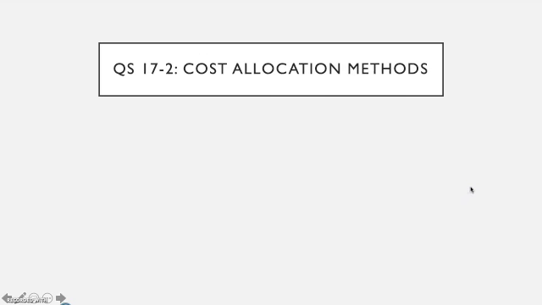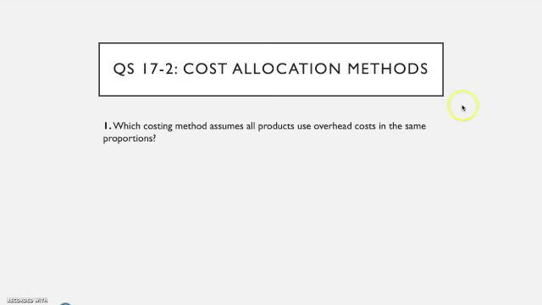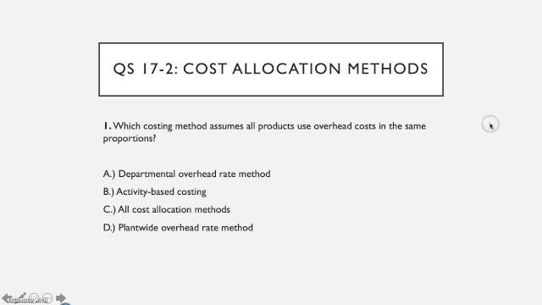Okay, now we're going to get into chapter 17. The first problem in chapter 17 for pre-assignment is QS 17.2, which is cost allocation methods. These are going to be multiple choice. I'll put them all up here and then I'll give you a couple seconds to try and figure it out, or you can pause the video and then I will go over the answer.